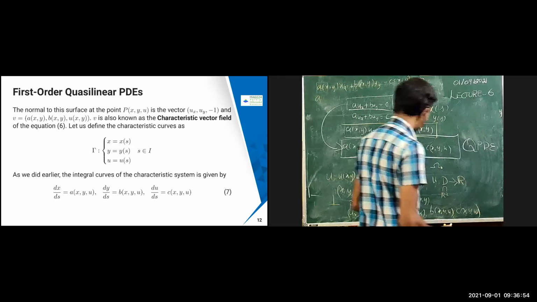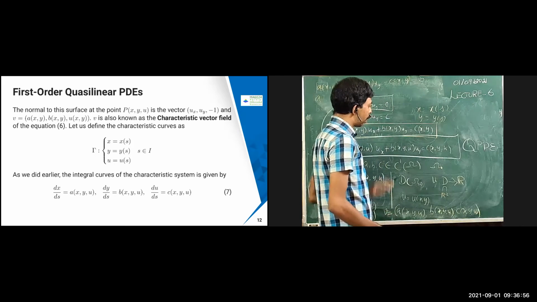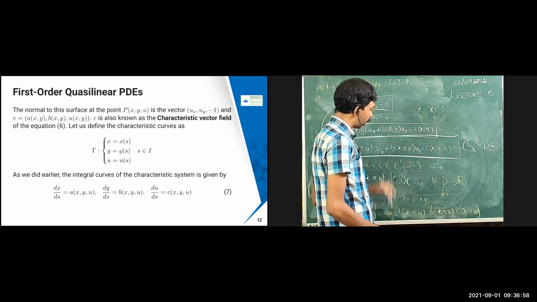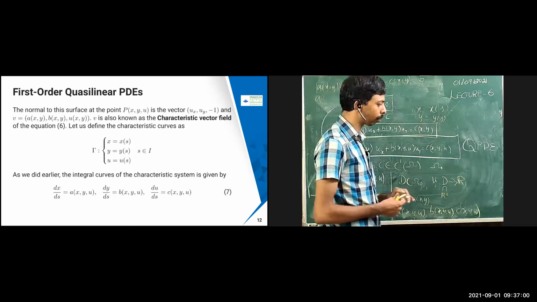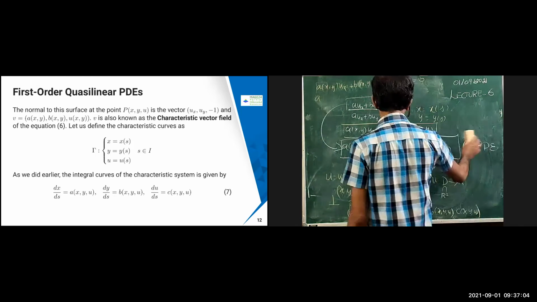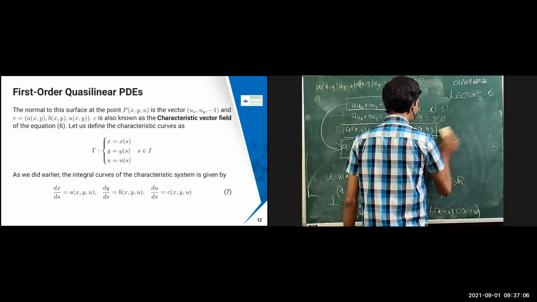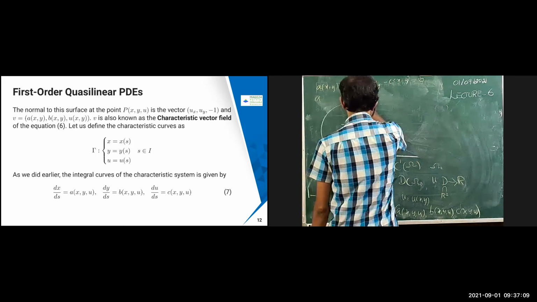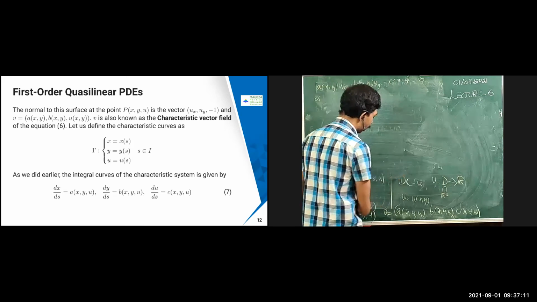This v is called the characteristic vector for this equation 6. How are we going to find the characteristic curve? Let us see that. As I mentioned, you have to convert that problem into an ODE problem and then solve it.